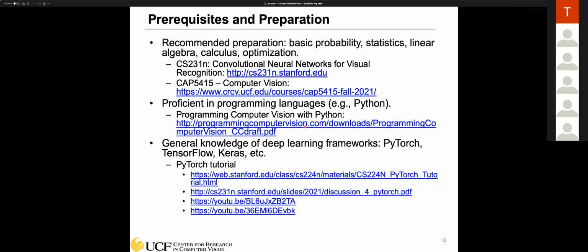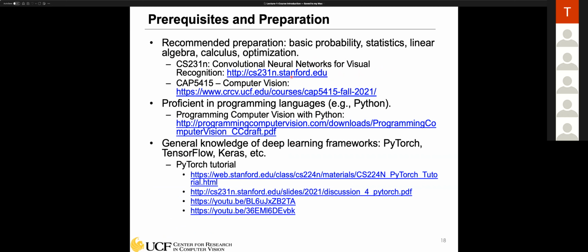So here we can talk about a couple of prerequisites and preparation. It will be helpful if you have some basic knowledge of probability, statistics, and optimization, because a lot of the time in this course we'll talk about deep learning. So this mathematical background will help you a lot.